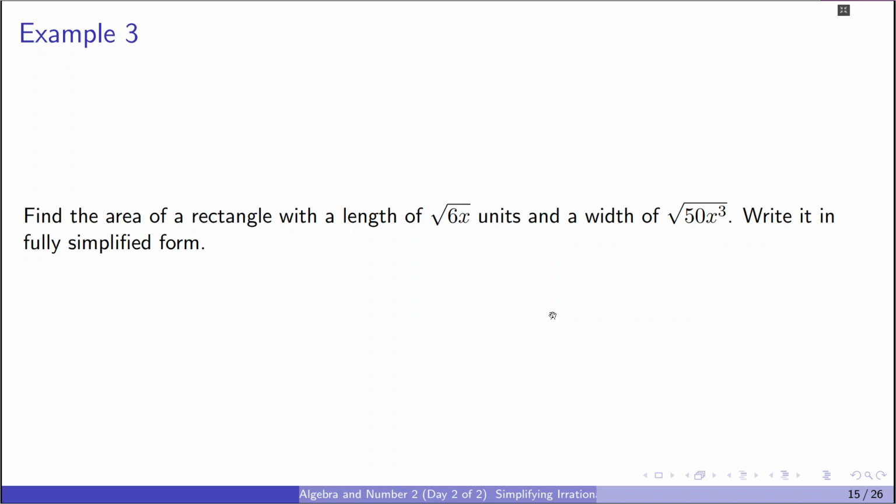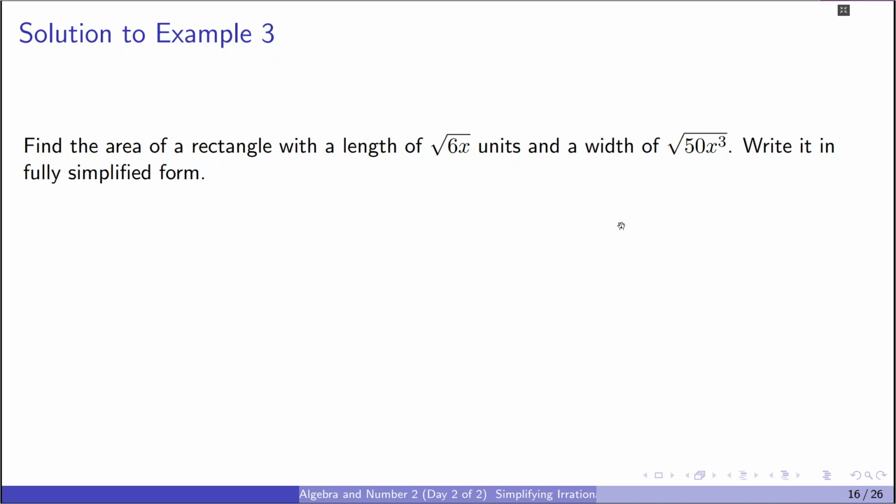Example 3, find the area of a rectangle with a length of the square root of 6x units and a width of square root of 50x cubed units. Write it in fully simplified form. Well, area of a rectangle is length times width. So we're going to multiply these two together. 6 times 50 is 300. X times x cubed is x to the fourth. Now we could pull our perfect square factors out to write it in a simplified form.